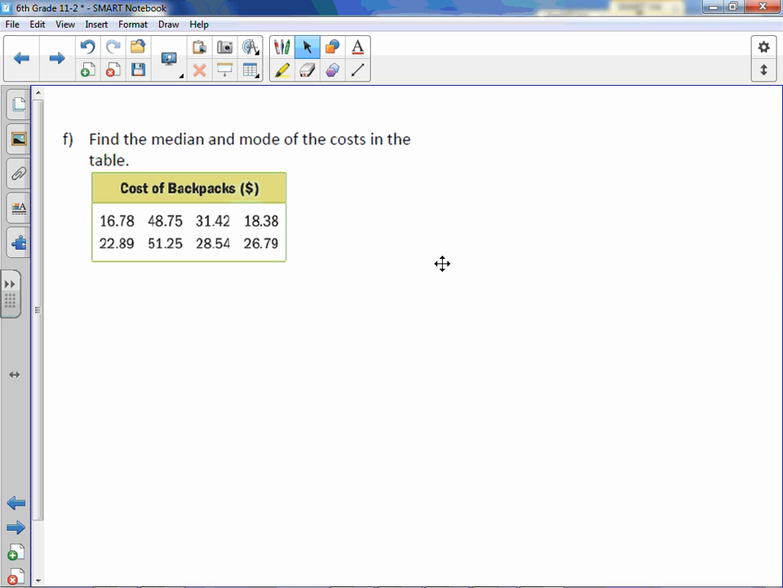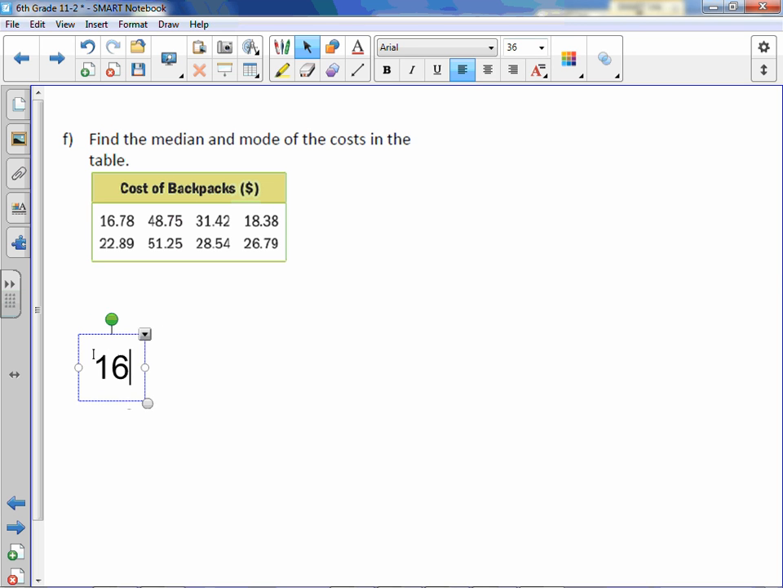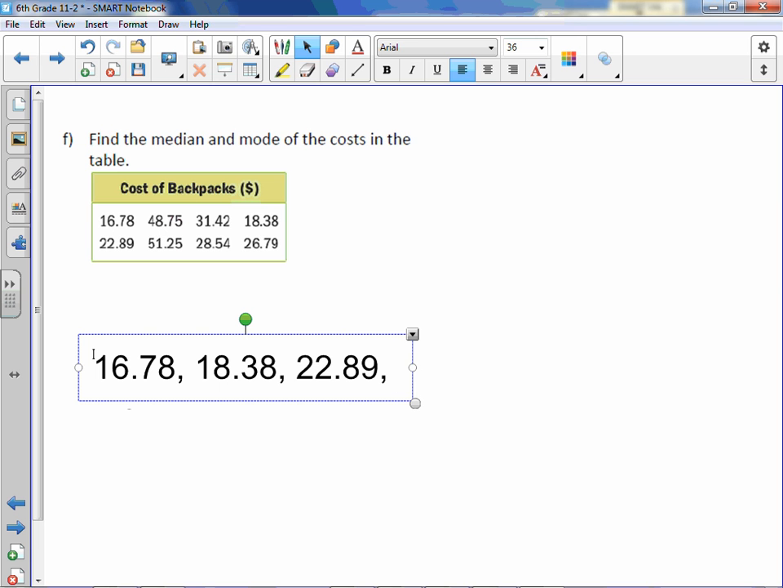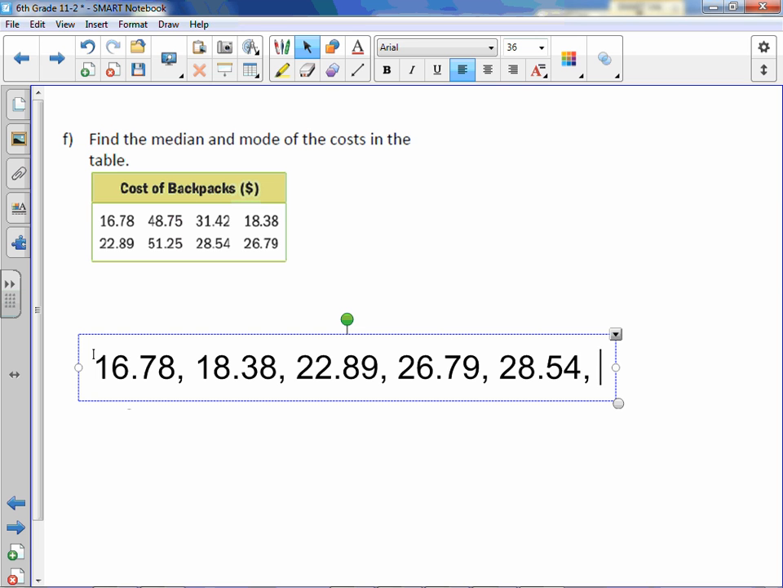Letter F. Find the median and the mode of the costs in the table. Okay, so let's put them in order. Our smallest amount looks like it's 16.78. Then we have 18.38, 22.89, 26.79, 28.54, 31.42.